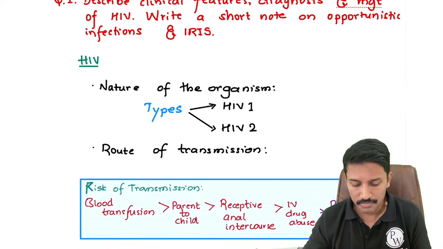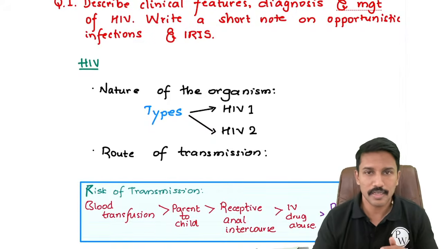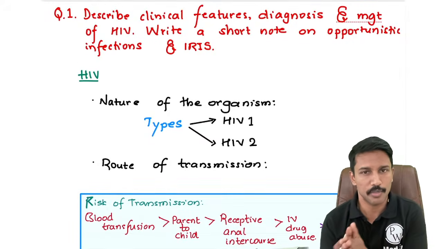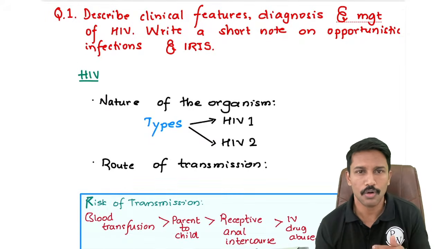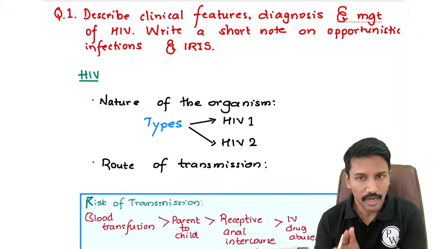Okay, so the question on HIV generally goes like this. Describe the clinical features, diagnosis, and management of HIV. Write a short note on opportunistic infections and IRIS, right?